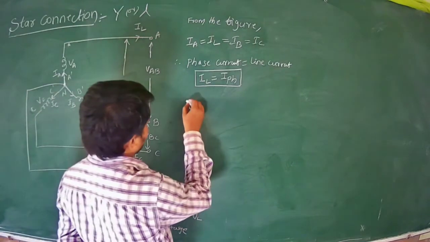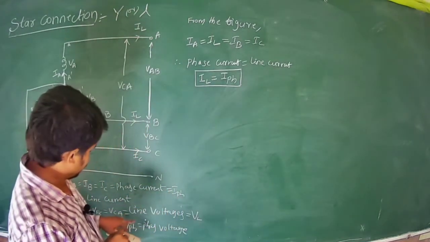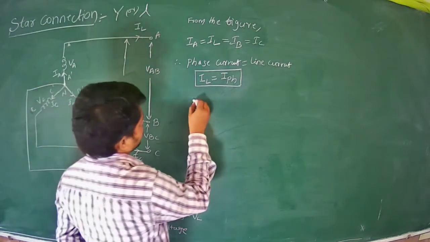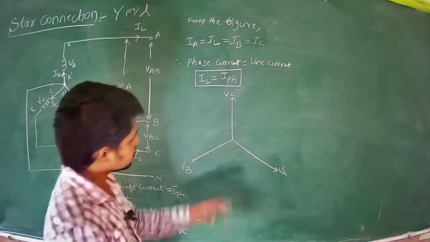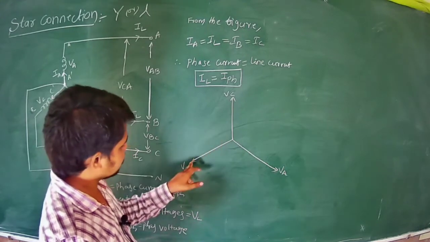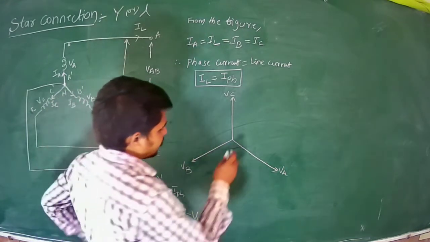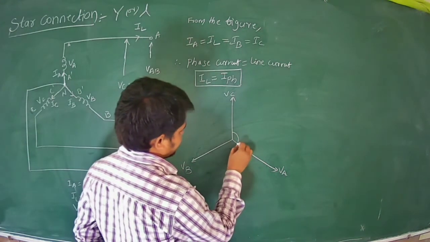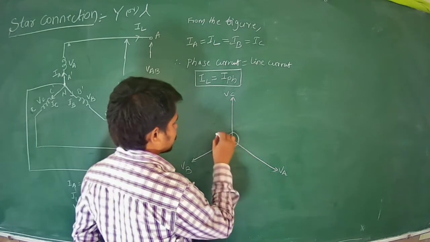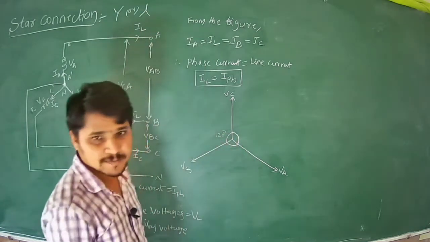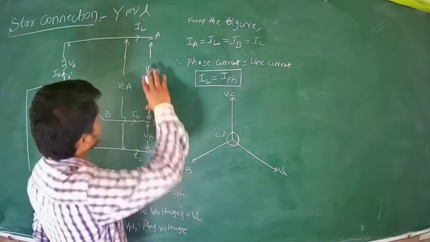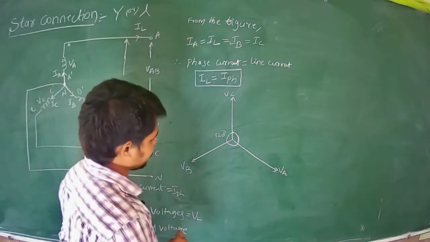Now, in order to derive the relation between the line voltage and phase voltage, the three voltages are displaced by 120 degrees apart. So VA to VB is 120, VB to VC is 120, VC to VA also 120. So each displacement is 120 degrees. Now I want to know VAB. First let me take VAB.